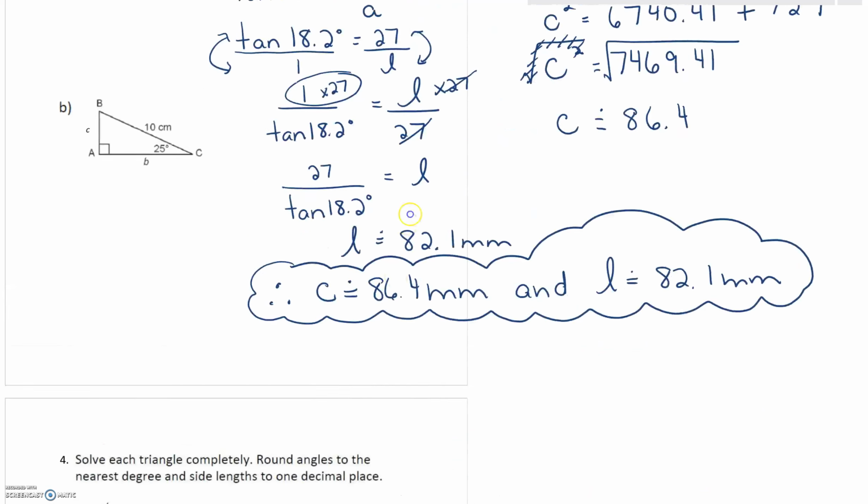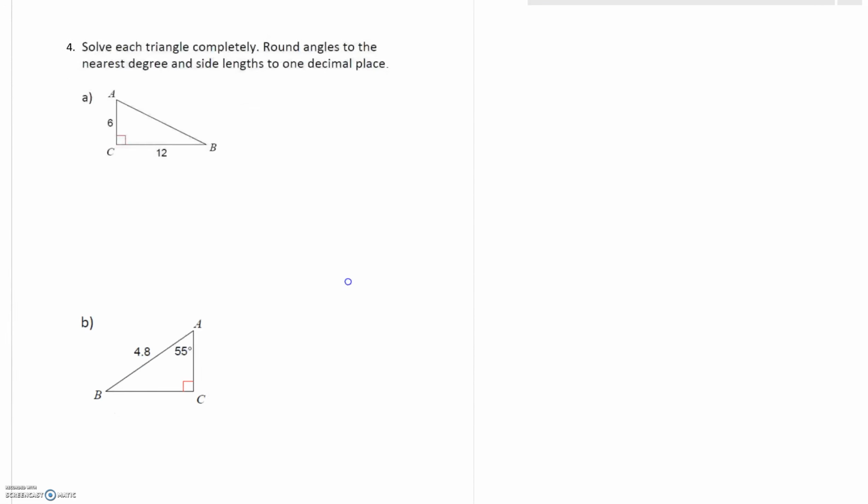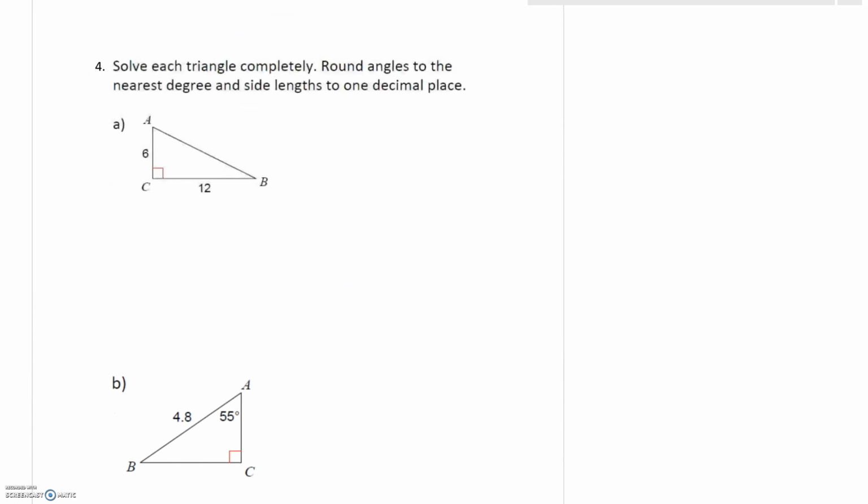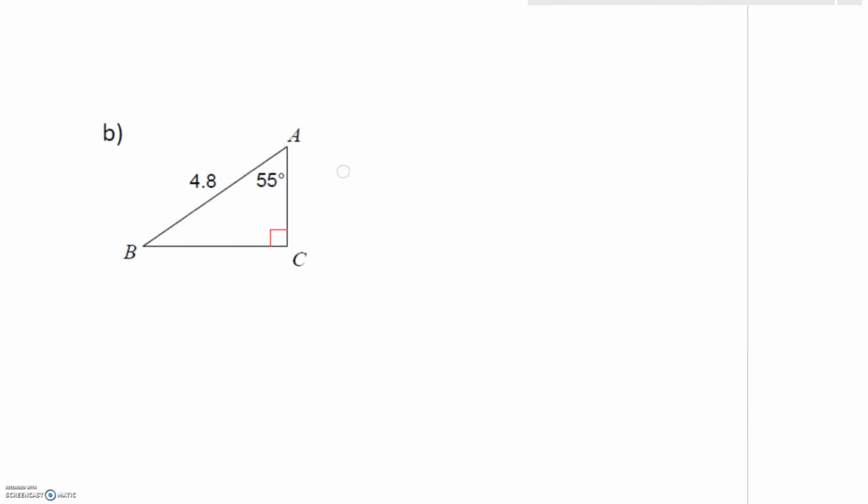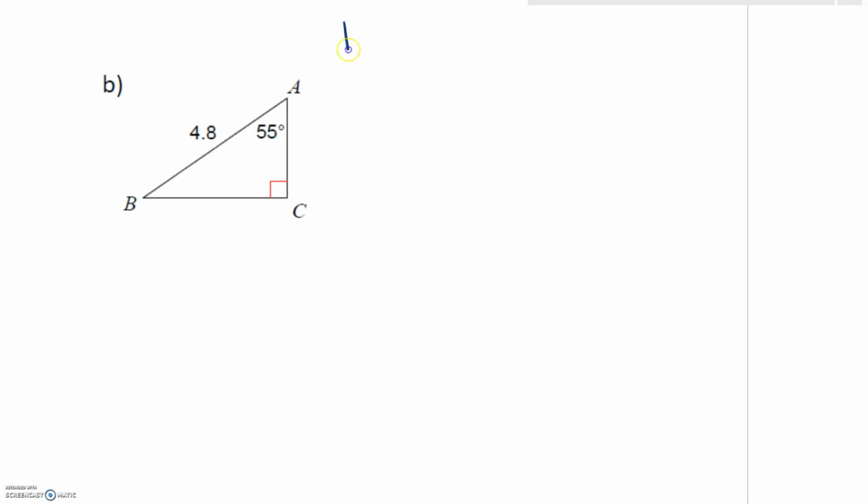So you can go ahead and try question B on your own. We're going to go ahead and solve question B over here. I'm just going to switch it up. Instead of doing A, I'll do B. To solve means to find all sides and all angles. All sides and all angles.